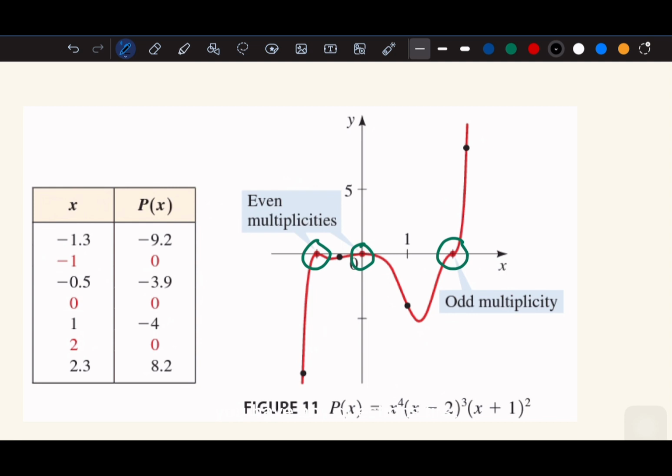Maybe any questions first? Okay. I think it's better if you see the picture, right? Which one is even and odd?